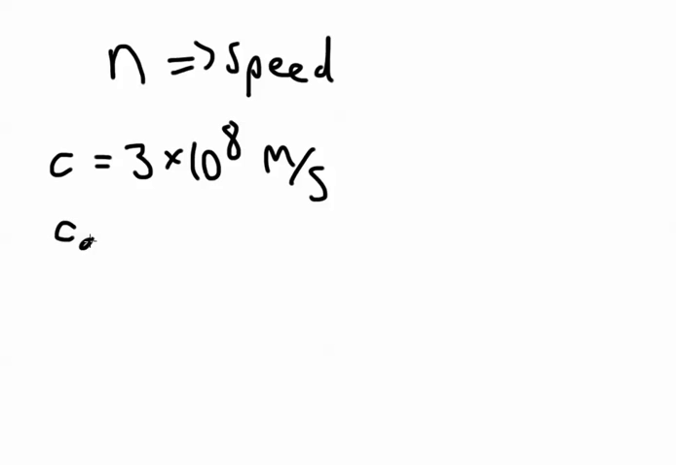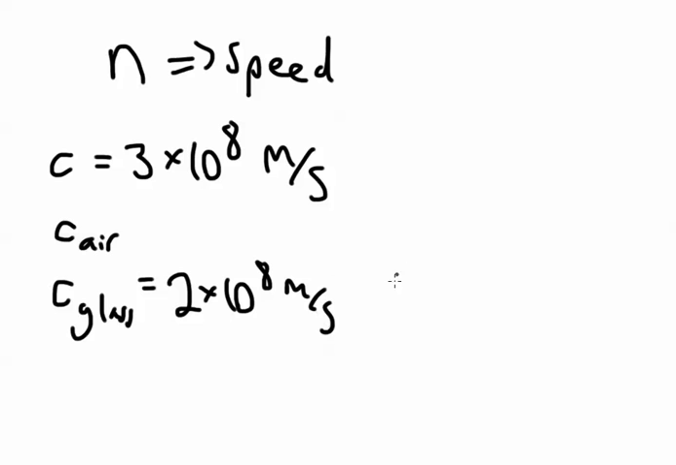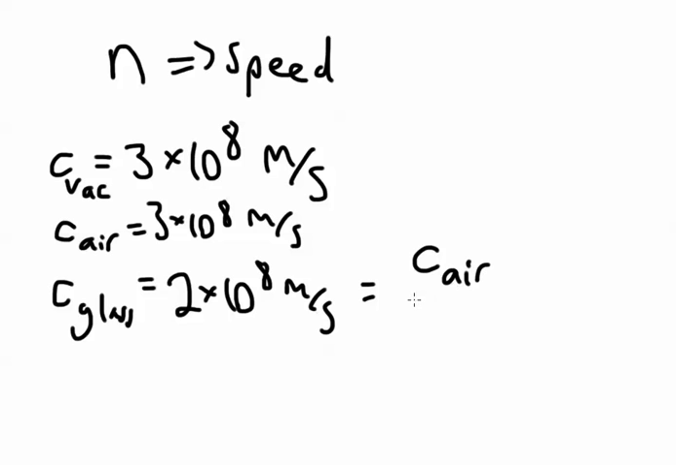So the speed of light in air is basically the same as the fast speed of light. But the speed of light in glass is only 2 times 10 to the 8th meters per second. And we say that c air is equal to 3 times 10 to the 8th meters per second. This is the speed of light in vacuum. So the speed of light in glass is the speed of light in air divided by 1.5. This is the n.